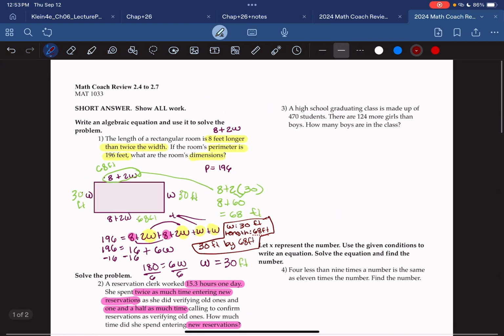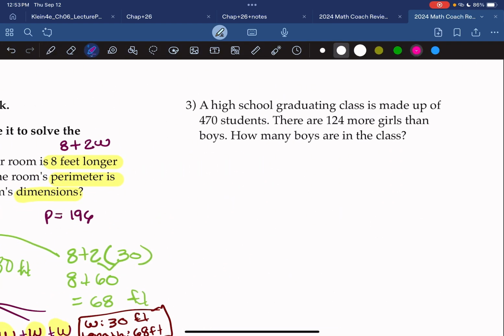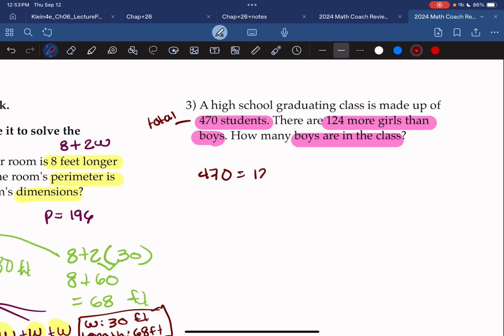So number 3. A high school graduating class is made up of 470 students. There are 124 more girls than boys. How many boys are in the class? The total is 470, so 470 equals, there are 124 more girls than boys. So 470 equals 124 plus B plus B, which is 2B.